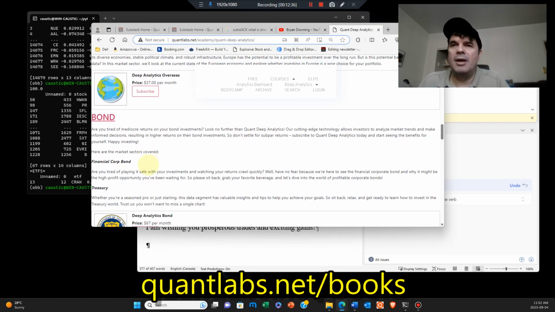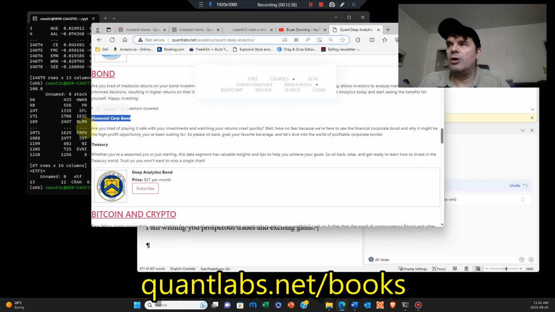So I talked about bonds. Here you can see Financial Bond Corp. I don't know if that's going to mean a lot. Treasury, I think the US government's kind of running out of steam. It's pretty evident because, again, they won't talk about it. They just won't talk about it.